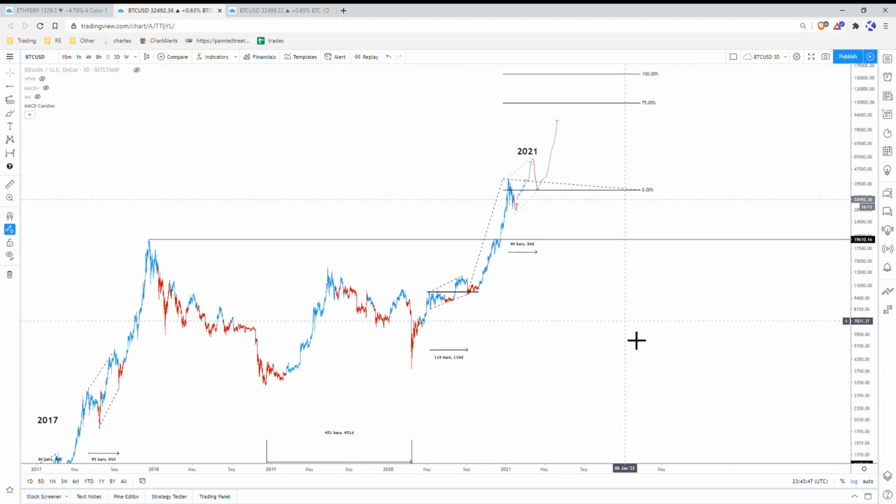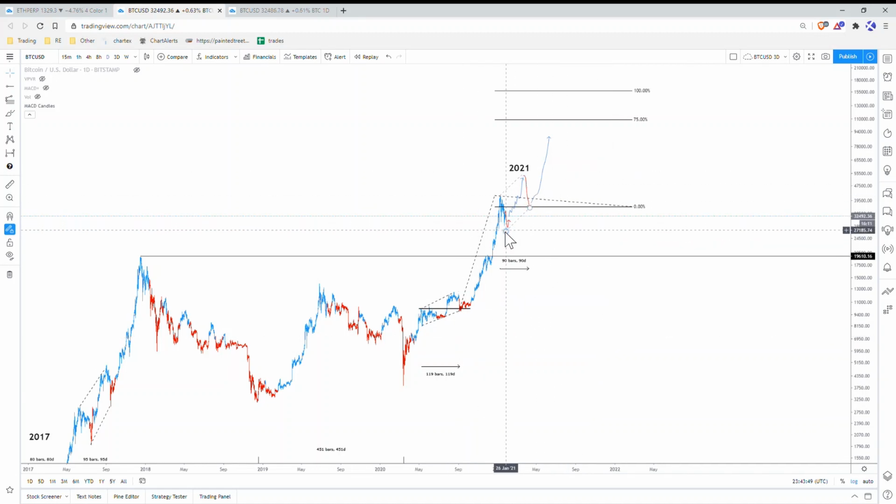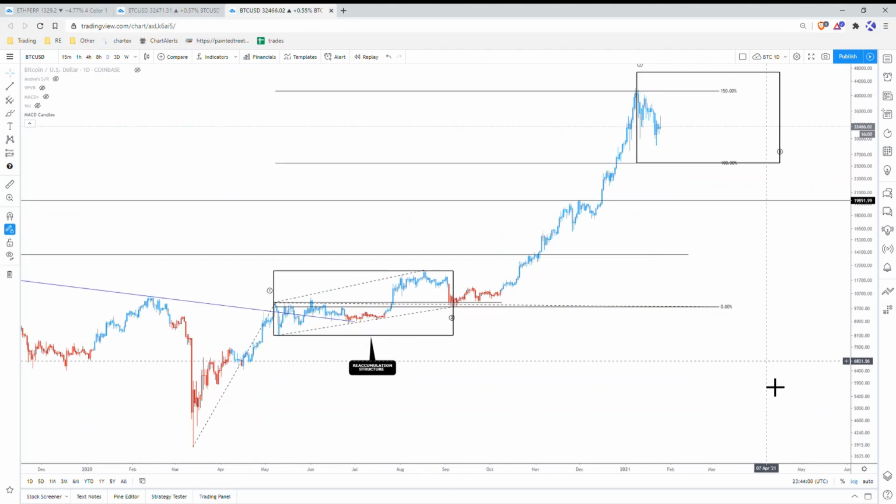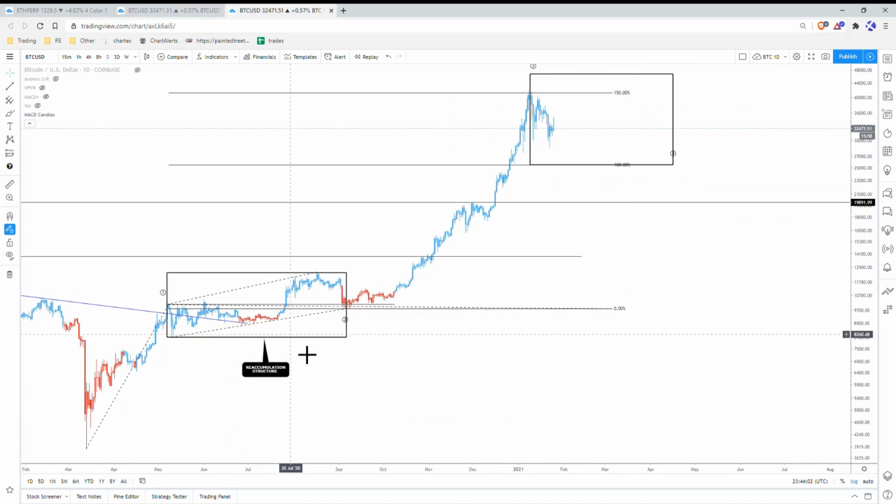I don't think we need to worry about that too much for now. What we need to worry about more is what's happening next. What's happening right in here? Are we going down? Are we going up? And we can flip over to a daily chart and get a little more detail here.